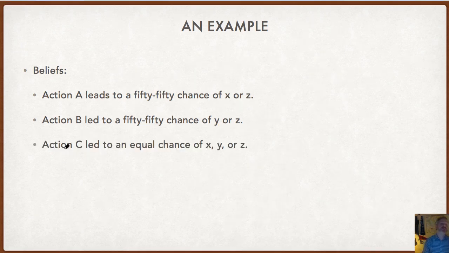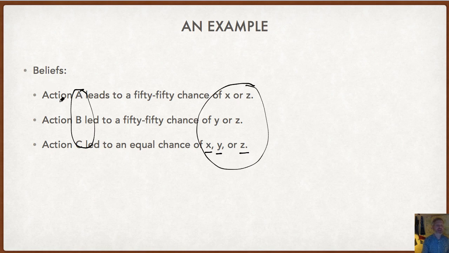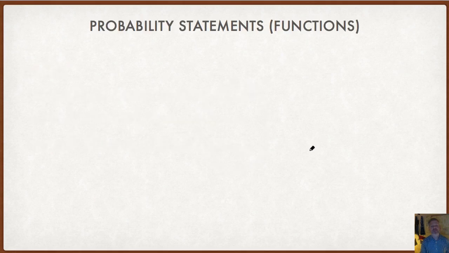And if I choose to do action C, that will lead to an equal chance of each one of these outcomes. Right? So those are my beliefs about how effective these actions will be in getting these outcomes. I believe that if I do action A, there's a 50-50 chance of X or Z. Those are my beliefs. So we're going to take those beliefs and turn them into probability statements, sometimes called probability functions if we want to get fancy about it. All right?